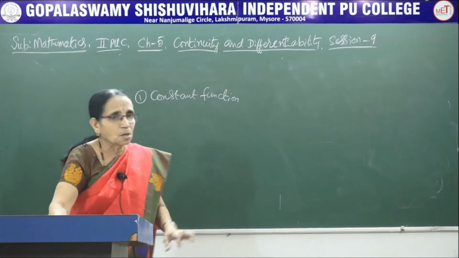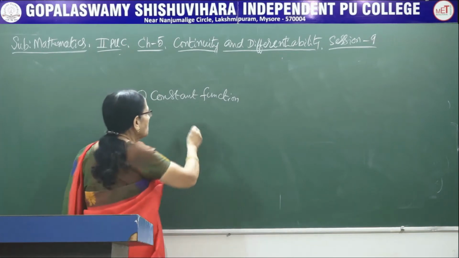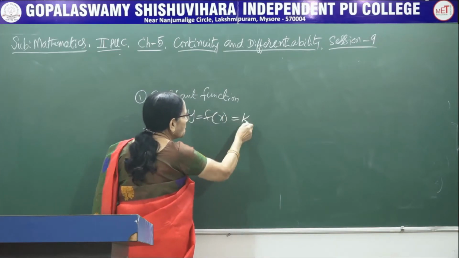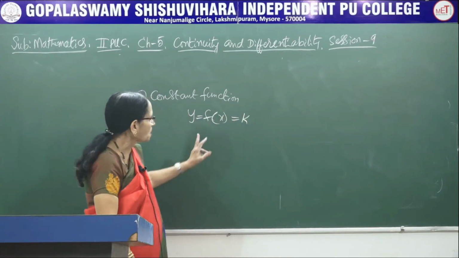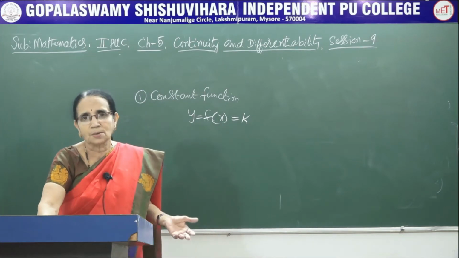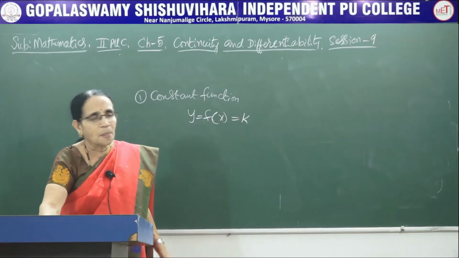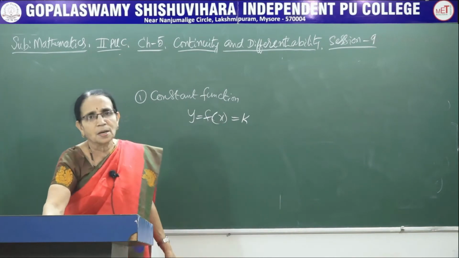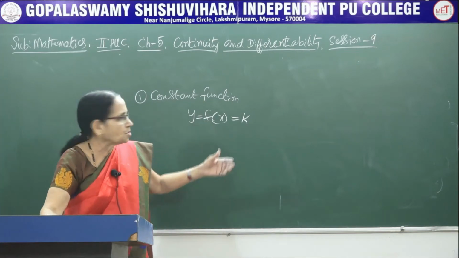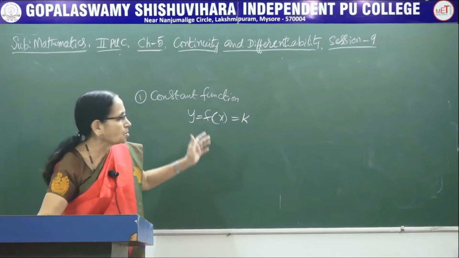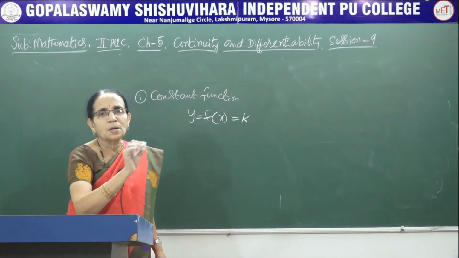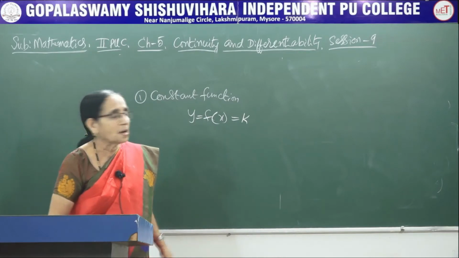the constant function. What do you mean by constant function? That is y is equal to f(x) is equal to k, or you can take c also. Generally we take k. Wherever we want to denote a constant, we use the letter k here. y equal to f(x) equal to k. k is some constant, it can be positive, it can be negative. Of course, it is a real function, all real functions only we are considering. Suppose you draw the graph of this one, it would be nothing but a straight line.